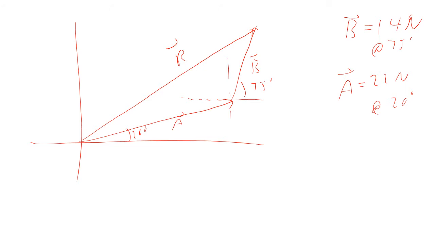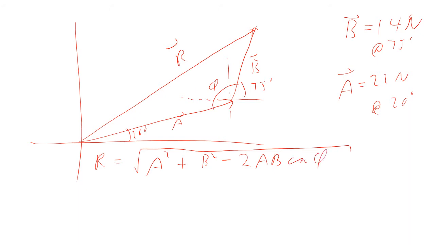We cannot use the Pythagorean theorem with A and B, but we can use the law of cosines. The law of cosines says that if I call this angle inside the triangle opposite R phi, then R is equal to the square root of the other two sides squared minus 2ab cosine phi. Now notice that if phi happens to be 90 degrees, in other words, a right angle, the law of cosines reduces to simply the Pythagorean theorem.